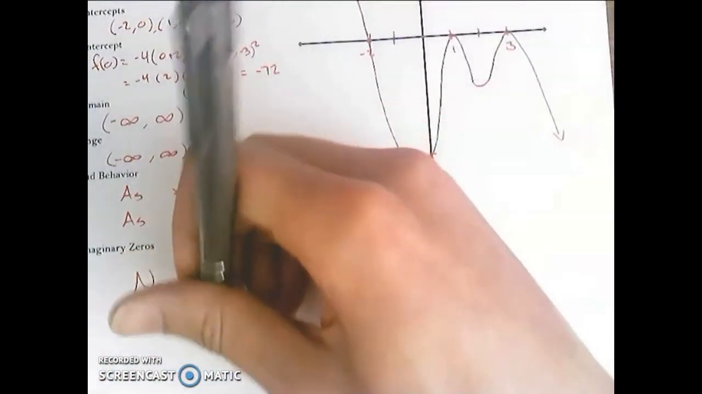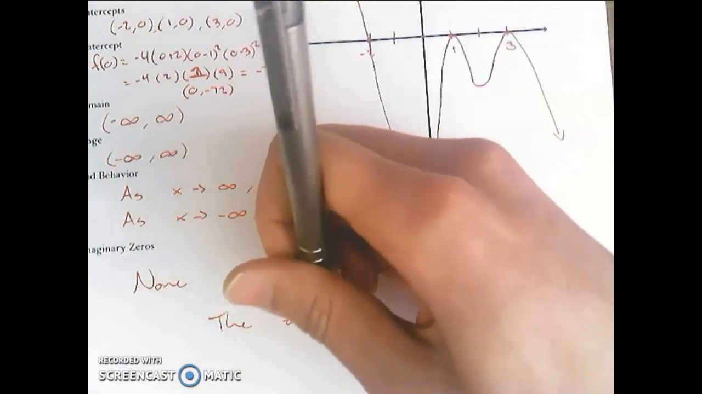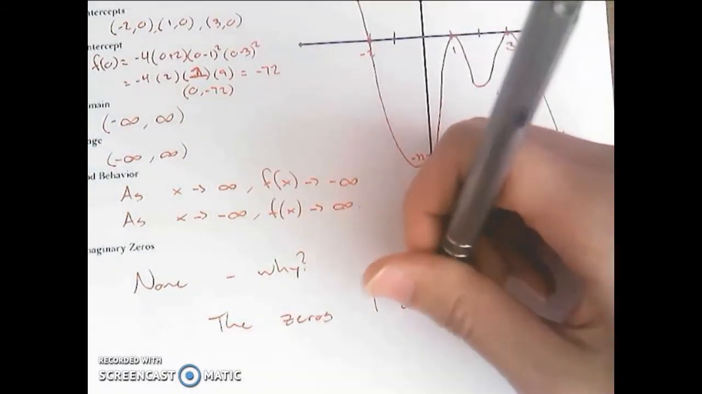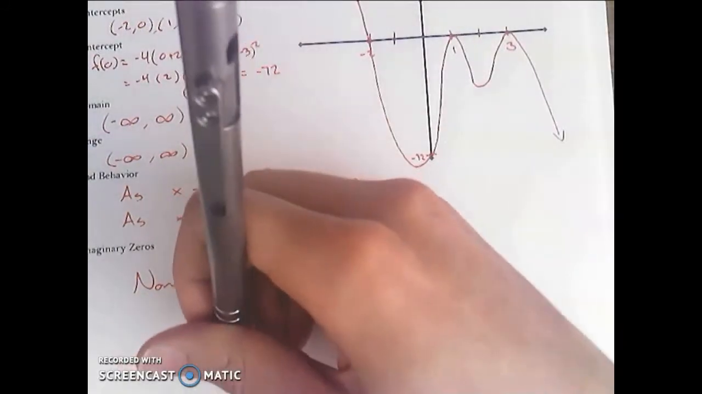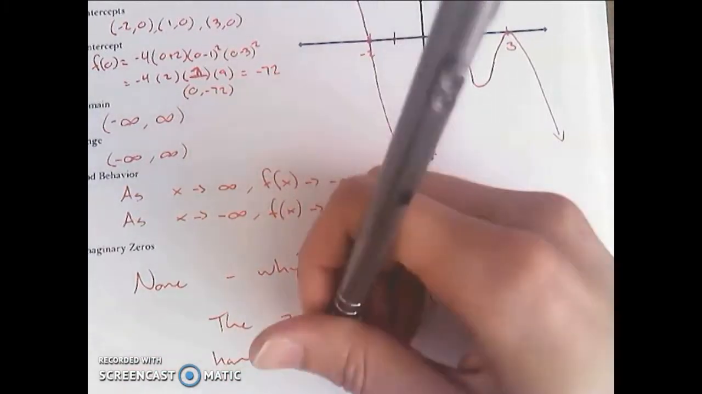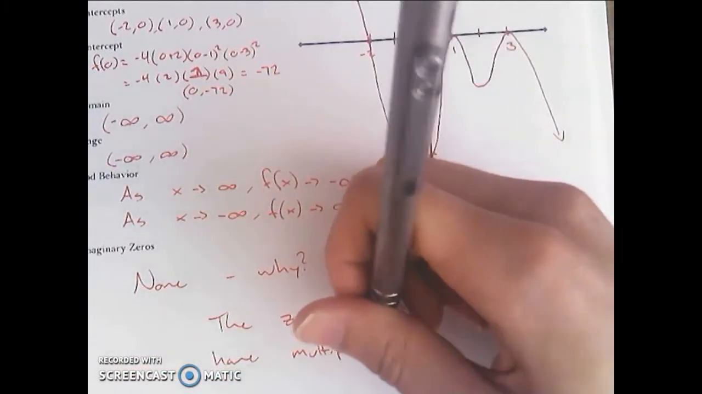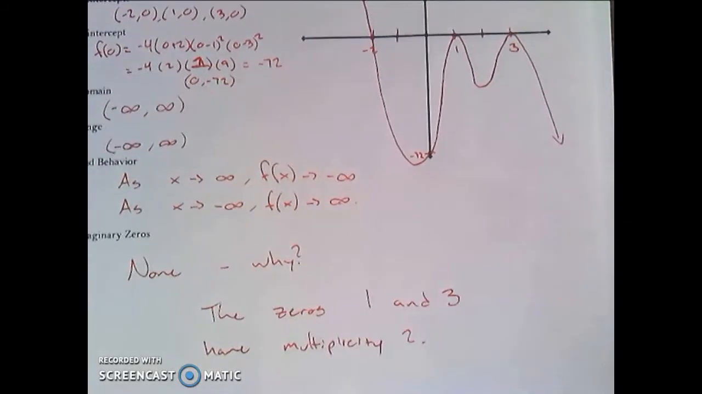So let's go ahead and write that out. The zeros, 1 and 3, have multiplicity 2. So we count those real zeros twice.